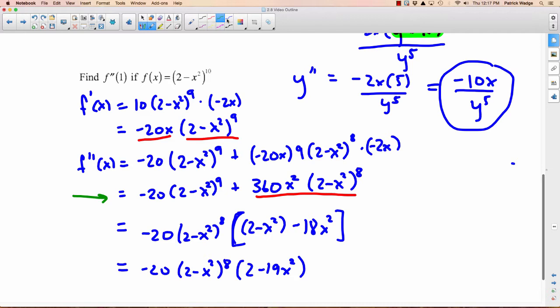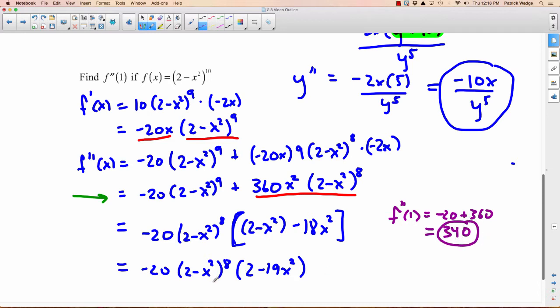So let's do it. And it's so nice, as I said before, when they give you the value of 1, because if I'm doing f double prime of 1 and I'm plugging in here, I get 2 minus, well, 1 squared is just 1, 2 minus 1 is 1, 1 to the 9th is 1, 1 times negative 20 is negative 20. Okay, and then we put 1 in here. 1 squared is 1 times 360 is 360. 2 minus 1 is still 1, to the 8th is still 1. So I get negative 20 plus 360, which is 340 is my answer.